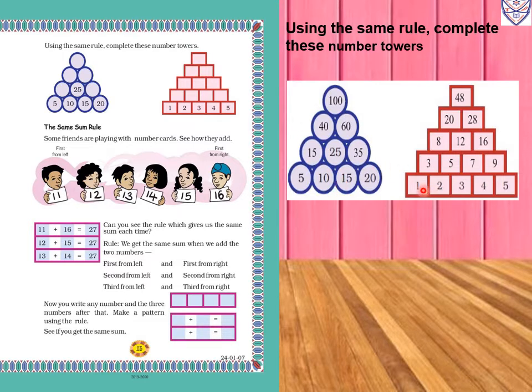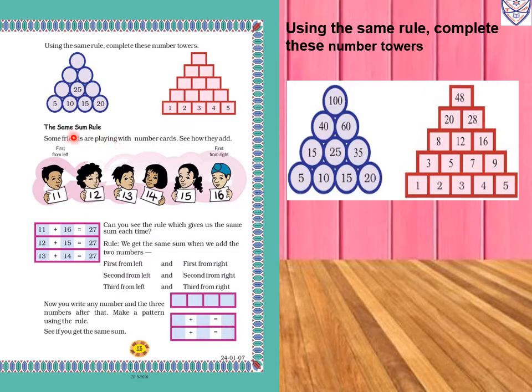Now here 1, 2, 3, 4, 5. These they have given. Now we have to complete the tower. 1 plus 2 is 3, 2 plus 3 is 5, then 3 plus 4 is 7, then 4 plus 5 is 9. Now 3 plus 5 is 8, then 5 plus 7 is 12, then 7 plus 9 is 16. Now 8 plus 12 is 20, then 12 plus 16 is 28, and 20 plus 28 we will get 48. This way we will complete the tower.